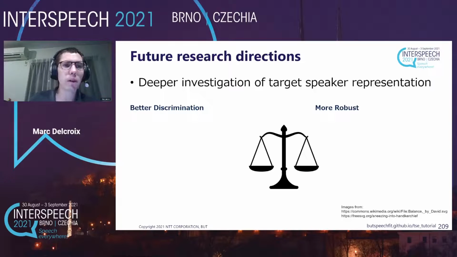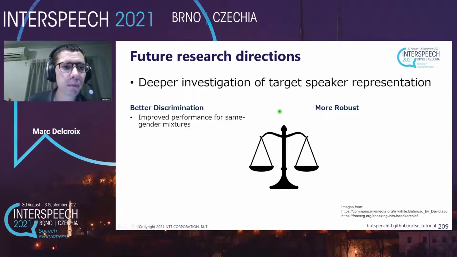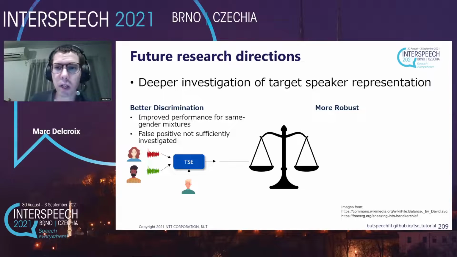Then one thing I also believe is quite important is to have more investigation on the target speaker representation. And this will lead to better discrimination and more robust representation. So this may actually be a trade-off between both. For better discrimination, one obvious case is when we use audio clues to improve the performance for same gender mixtures.